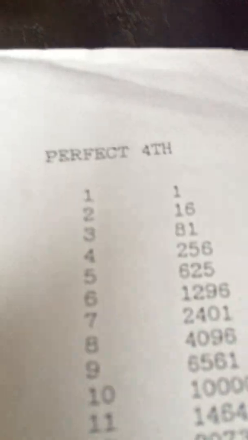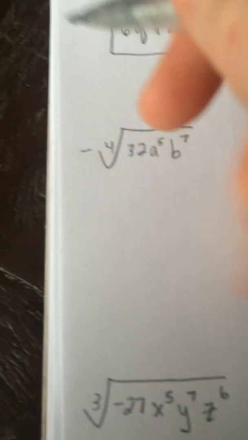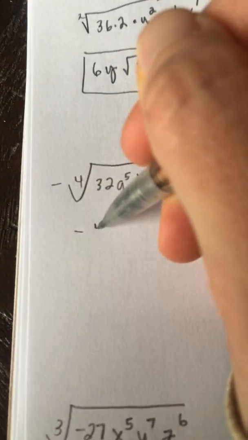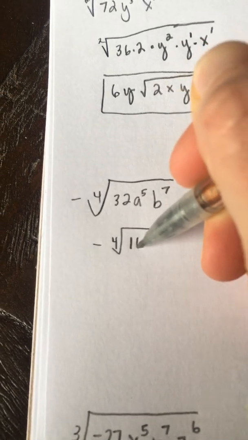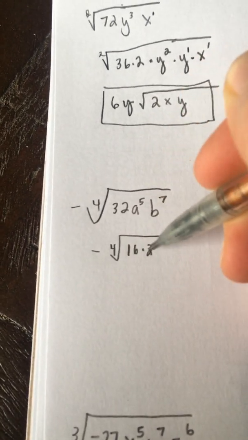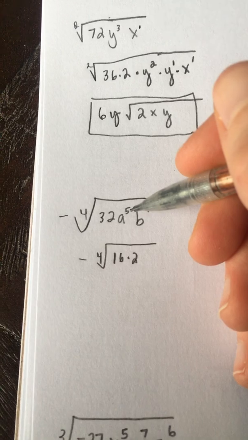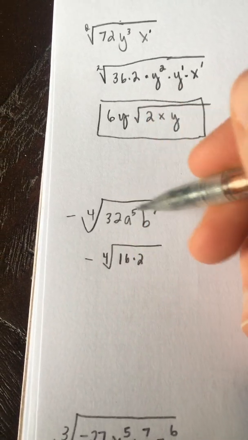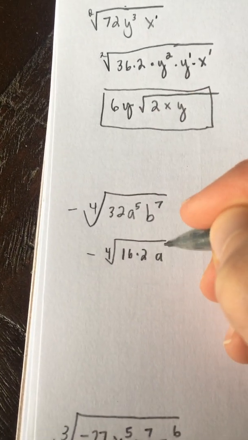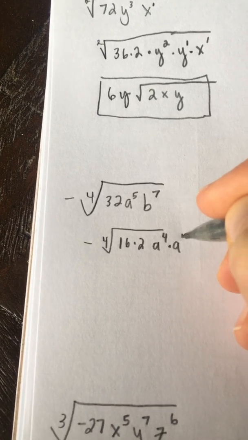A fourth root, 32. 16 goes into 32, so I'm going to write 16 times 2 underneath this fourth root. So negative fourth root of 16 times 2. Perfect, not perfect. Okay, well, there's enough to come out, but 4 doesn't go into 5 evenly, so I'm going to break it up and write it as a to the 4th times a.